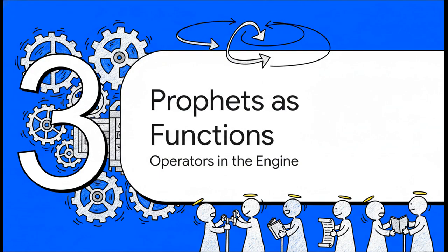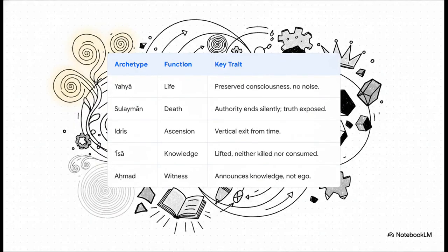Okay, so if the Quran is an engine, then who are its operators? Well, the prophets in the system aren't just figures from history. They're more like active simultaneous functions. They are archetypes, each one performing a very specific role to keep the engine running. So you have Yahya, who represents life, consciousness without any noise. Then Suleiman is death, the silent end of authority. Isa is knowledge that gets lifted up, never consumed or destroyed. The key is they aren't in a line, one after the other. They're all active components, all working at the same time to keep this whole system in perfect balance.